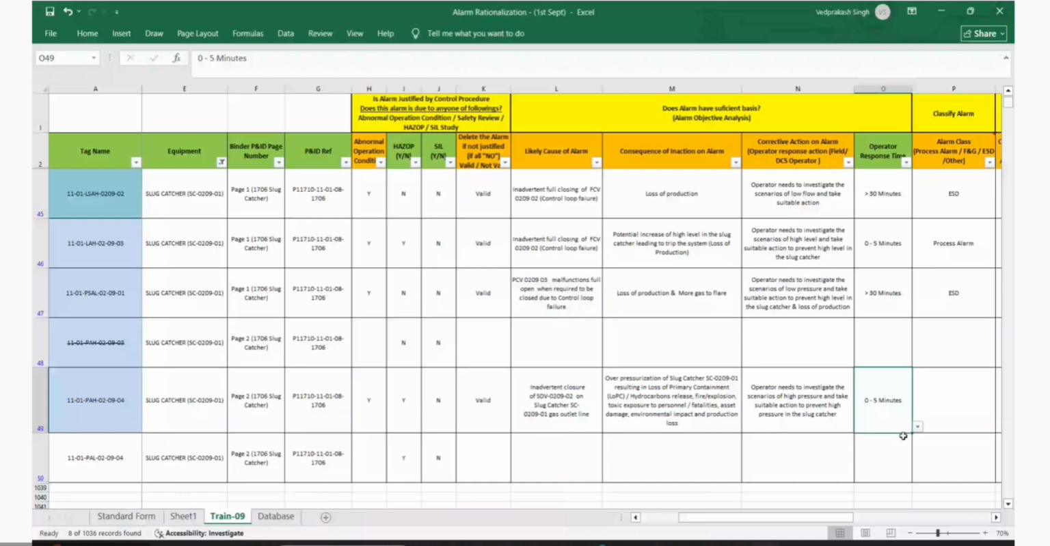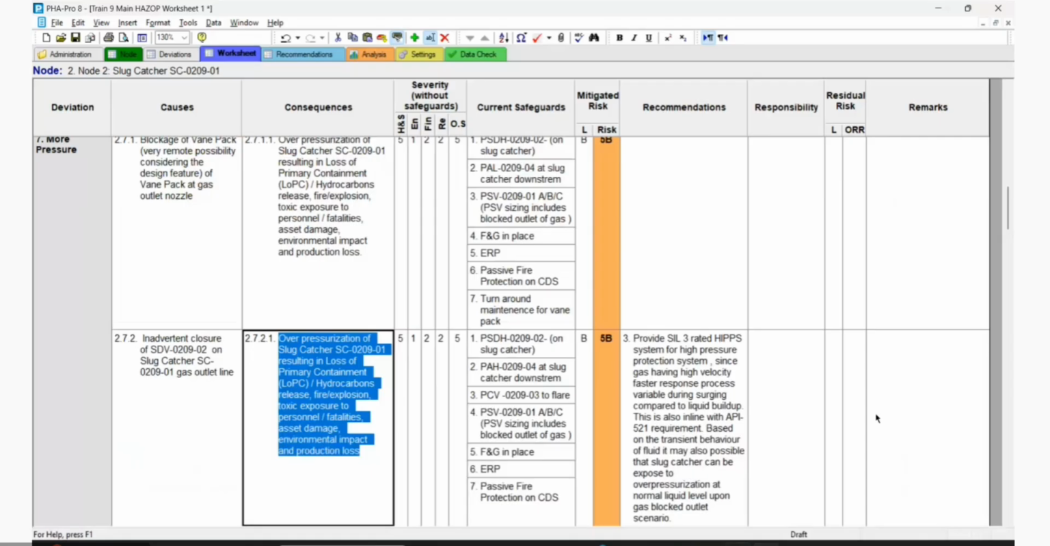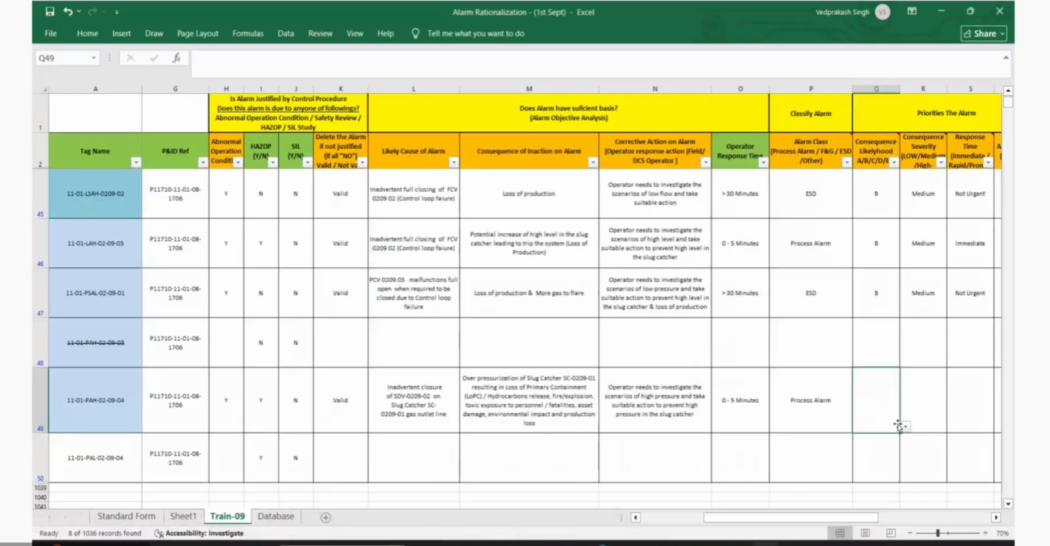Yes, immediate. So this is the ESD function. This is a process alarm. And what is the category? Category here is 5B, 2B. We say 2B. Yeah, it's B again.